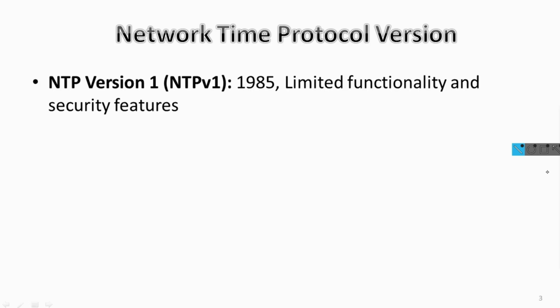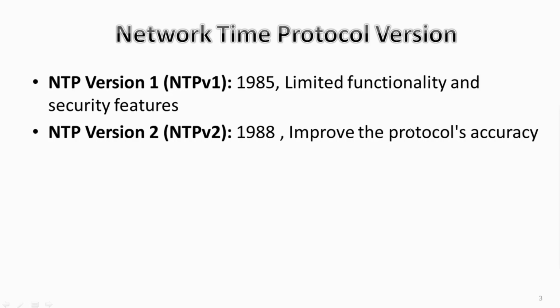NTP was developed by David Mills in 1981 at the University of Delaware, and the first version is NTP version 1. This initial version of NTP was documented in 1985. It had limited functionality and security features compared to later versions. Then it evolved and came to NTP version 2. It was published in 1988, and NTP version 2 aimed to improve the protocol's accuracy and introduced more capabilities. However, it still lacked comprehensive security measures.